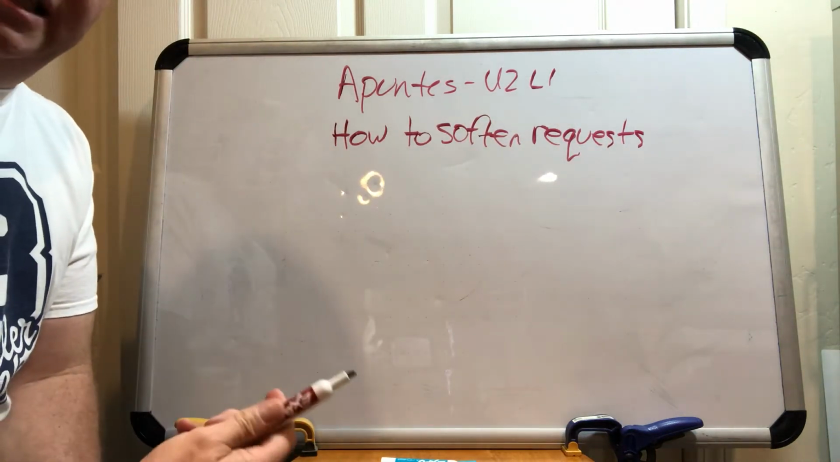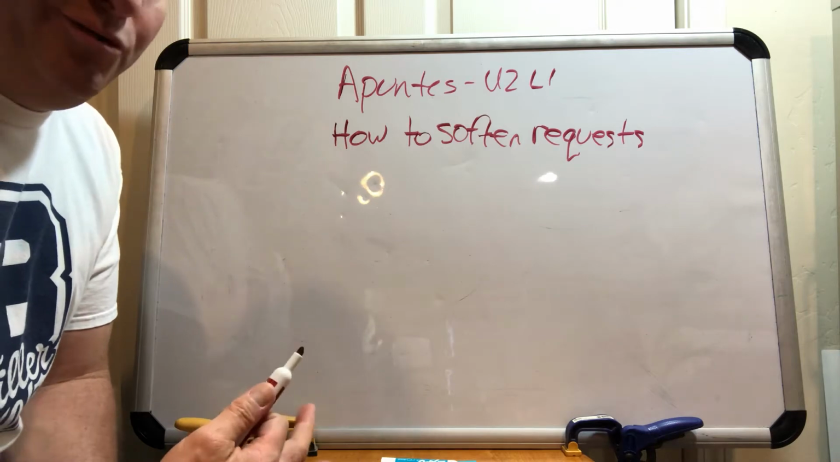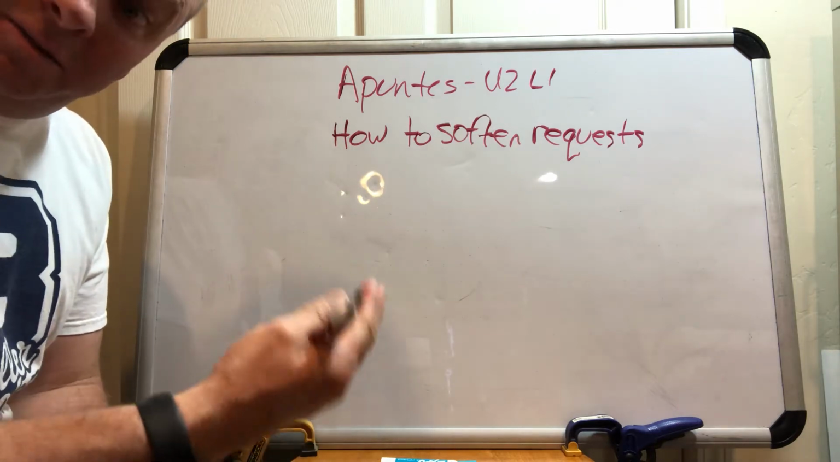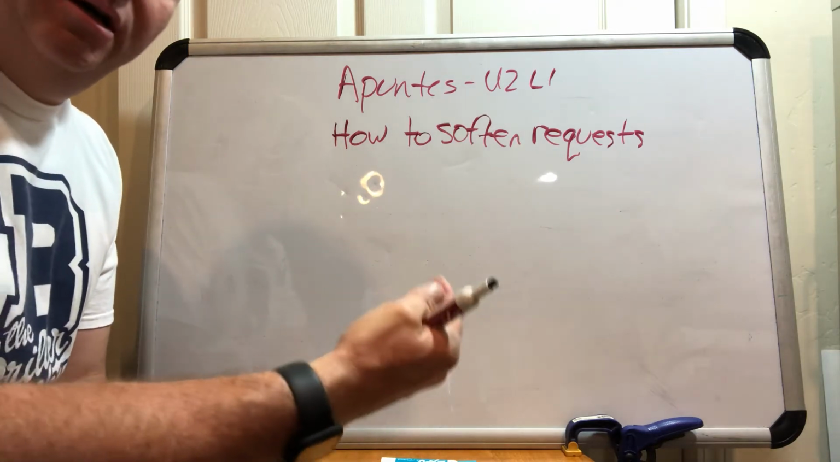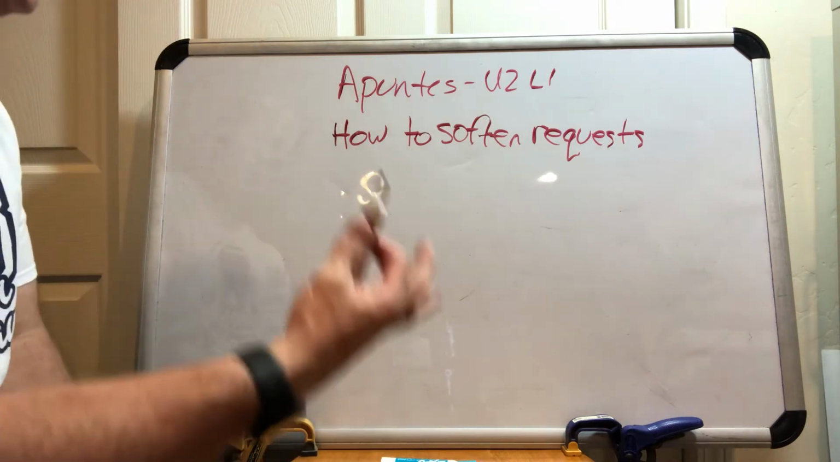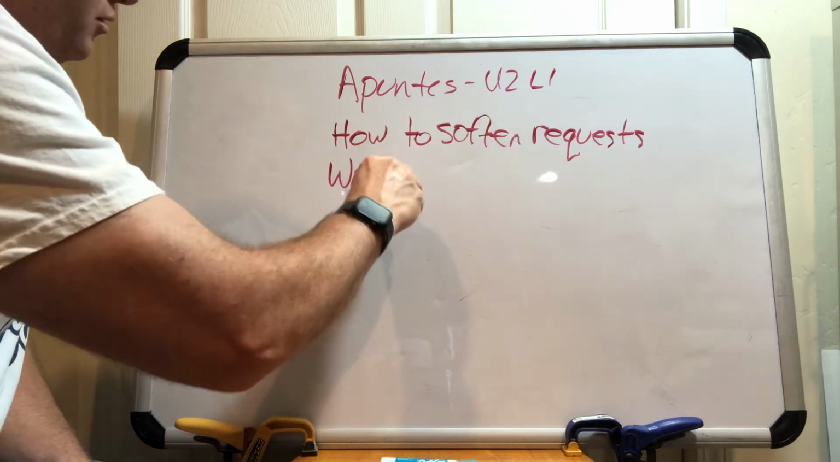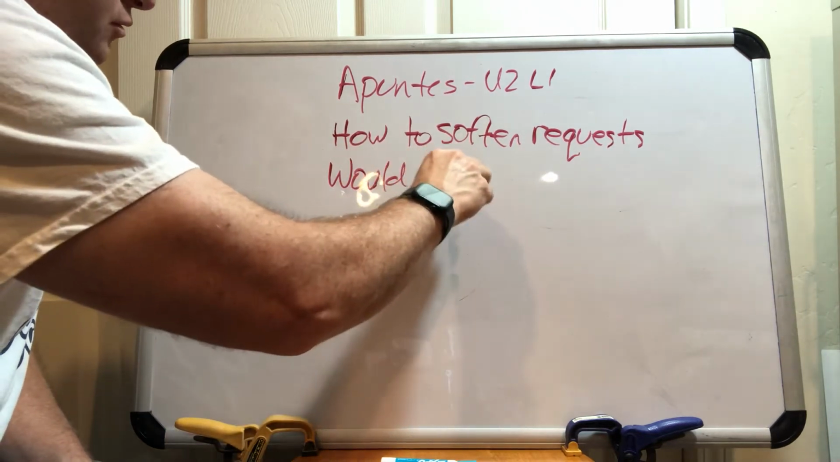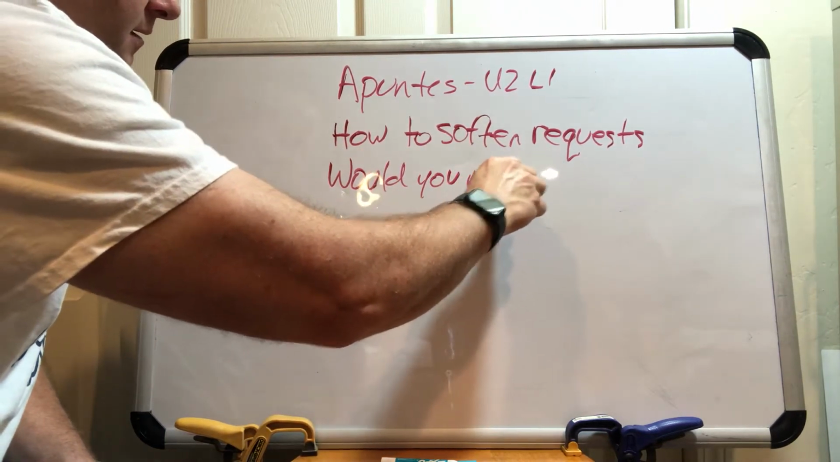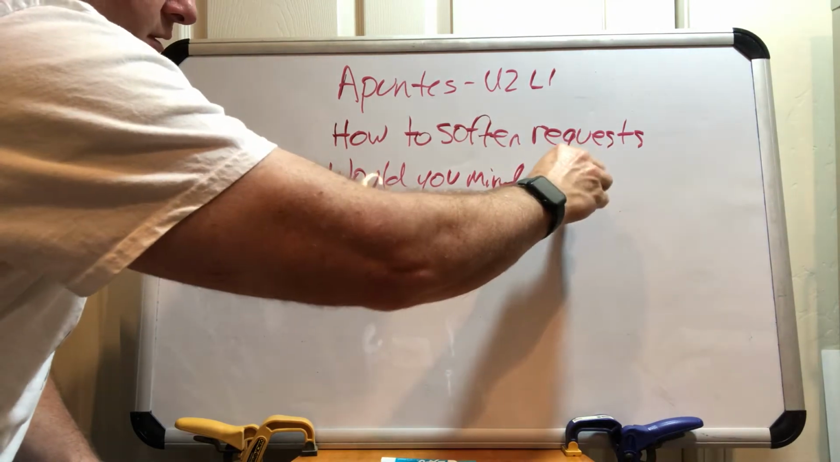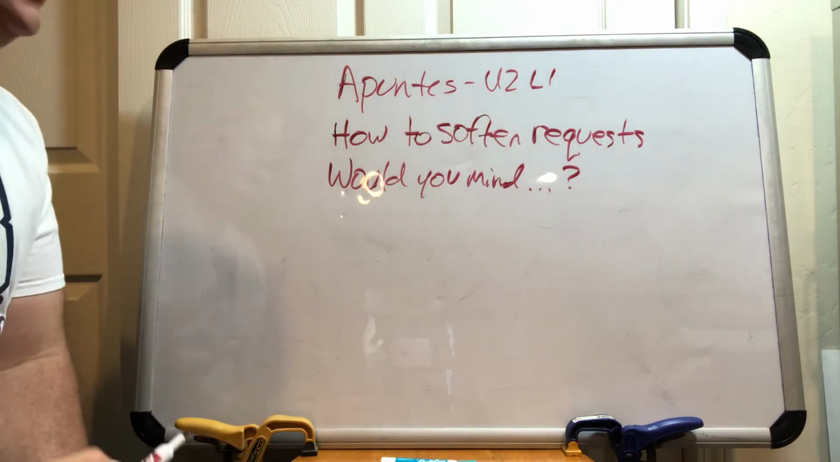The way we do this in English is we say something like, would you mind passing me the salt? Would you mind looking at this for me? Would you mind editing this? So we say, would you mind, whatever it is, doing this other thing, okay?